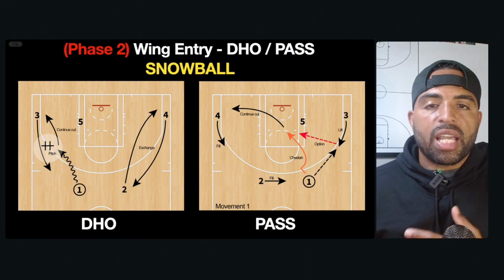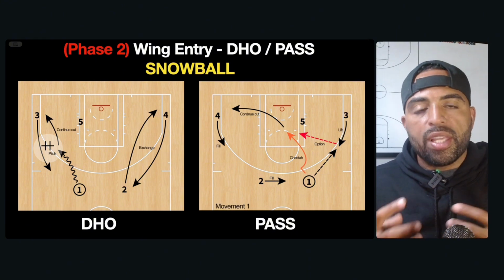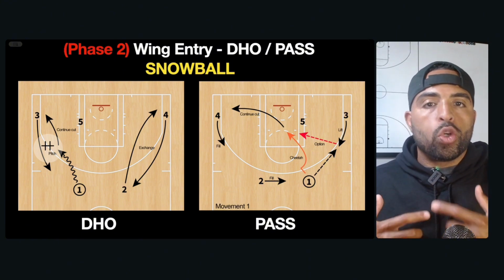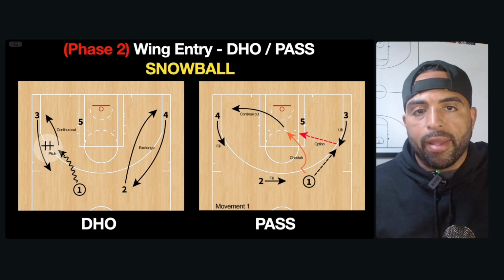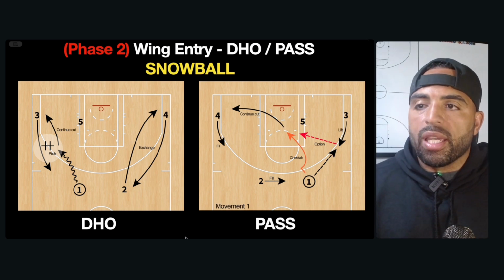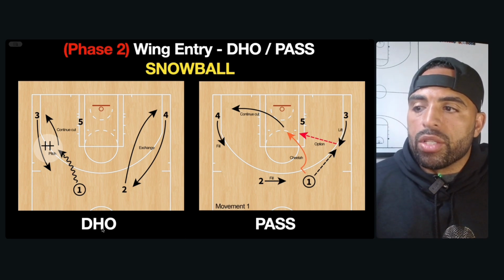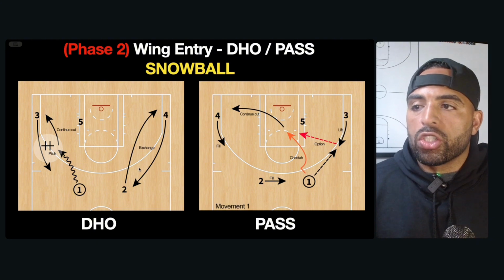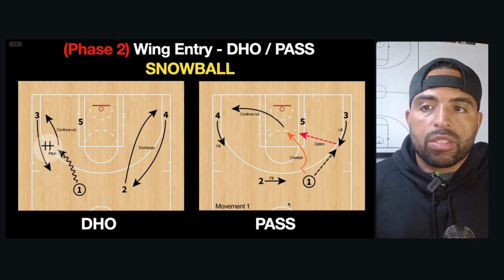Now let's dive into the second phase, which is wing entry. And this is when the offense begins to snowball and one phase flows into the next. So there's a few ways you can get into wing entry. The first way is a dribble handoff, which will trigger an exchange on the weak side. The second way is with the pass.